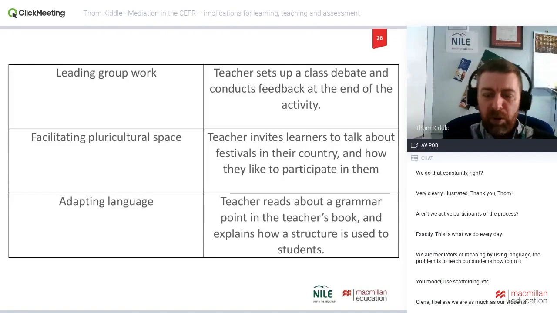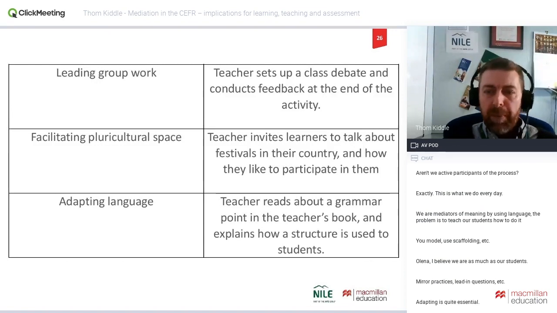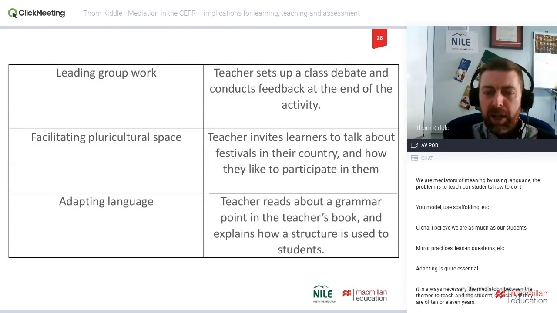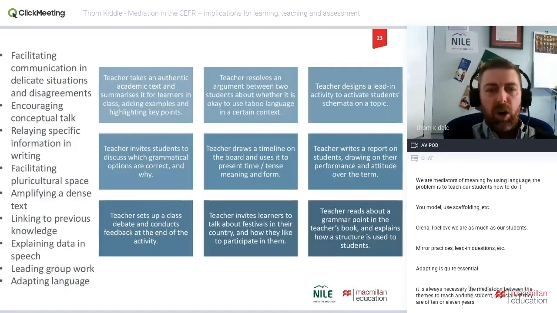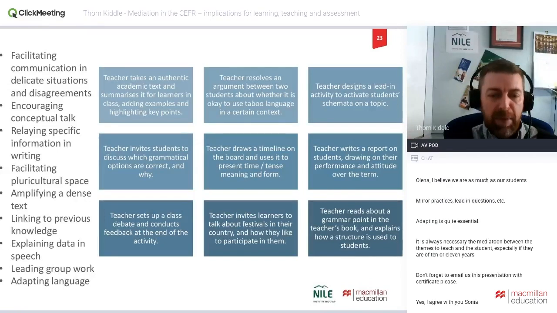Now, what's interesting here is if you followed me and you're happy with the concepts I've presented, then what you've just done is proven that teachers are fantastic mediators, because all of those things on the left here are the names of the mediation descriptive scales. All of those areas on the left contain a set of illustrative descriptors at levels A1 through to C1 or C2, describing mediation competences.